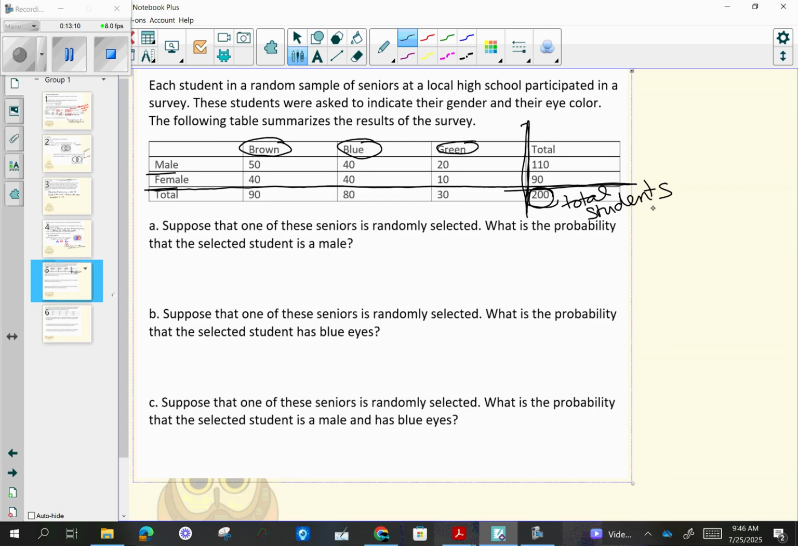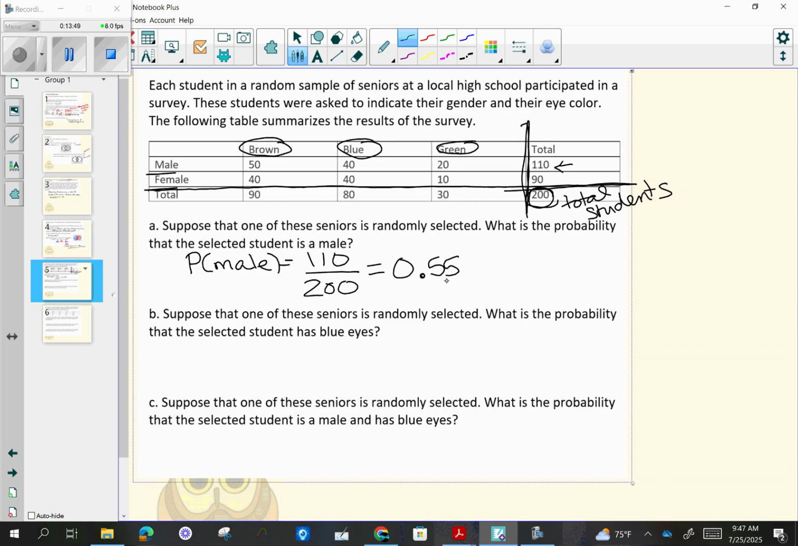So suppose that one of the seniors is randomly selected. What's the probability the selected student is male? So again, using that probability notation, we would put the P, and then I would just put male in the parenthesis. To get the probability of male, I would find out how many were male, which we can see right here is 110. And I would divide it by the total, which we said was 200. Again, probability can be given in fraction form or in decimal form. So when I took 110 divided by 200, I got 0.55.